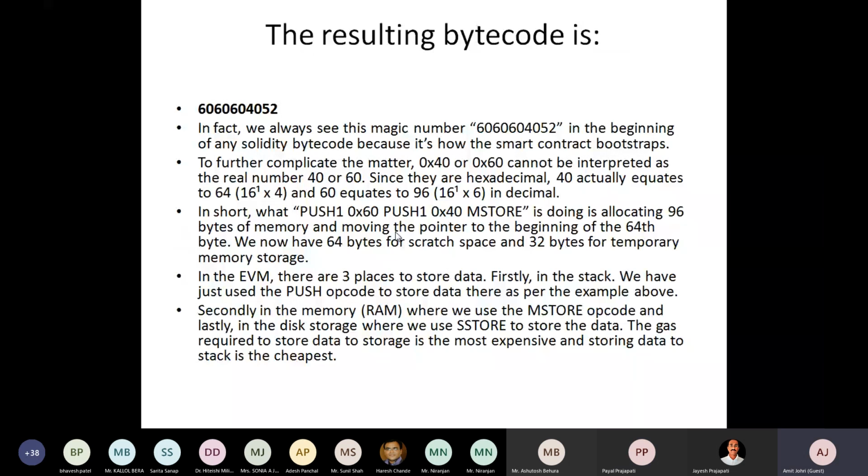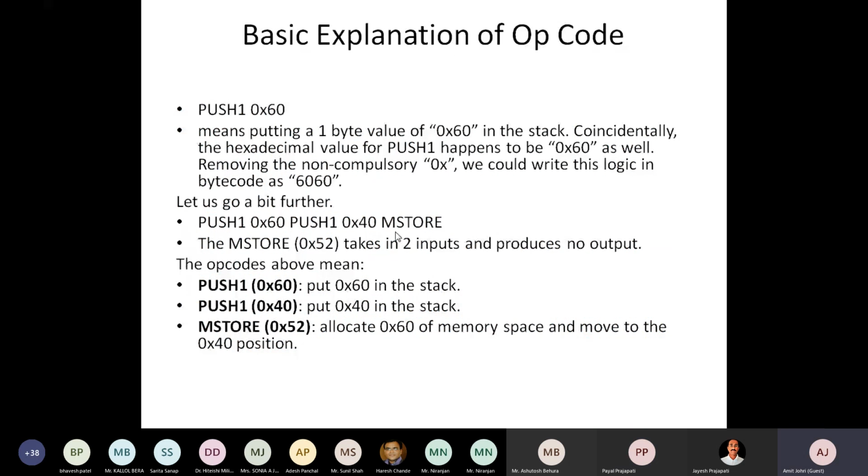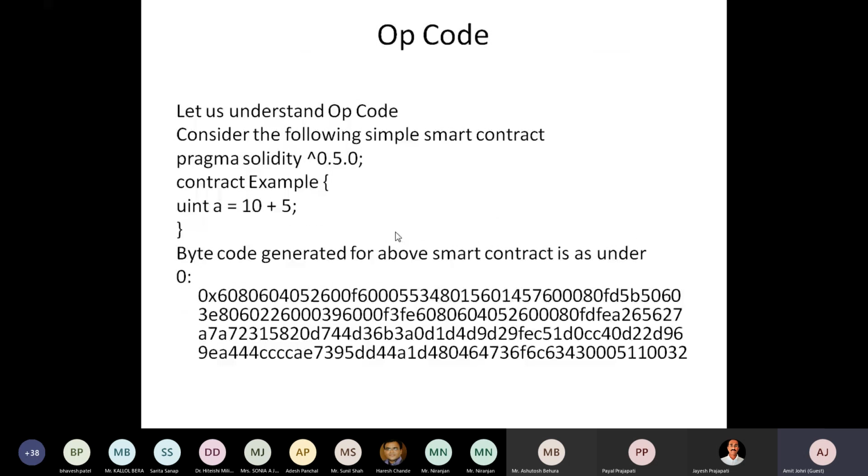Operation code. So you have a particular type of contract, example, where you have uint a = 10 + 5. That is the equation that you have provided. And the bytecode which has been generated for this smart contract is as under. This is the bytecode. And the explanation of this particular bytecode has been provided in the next slide. So if you observe, it is 0x60, 8060, 4052, and so on. So 0x60 is the start address. 0x60.